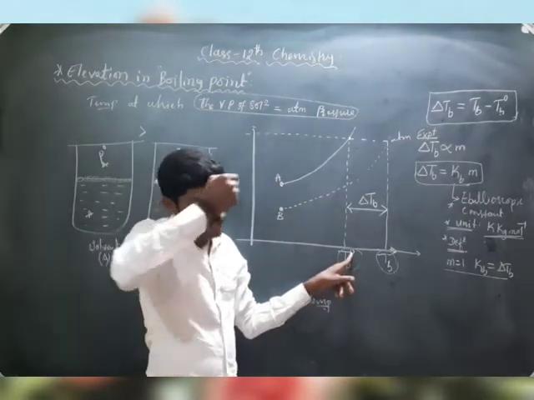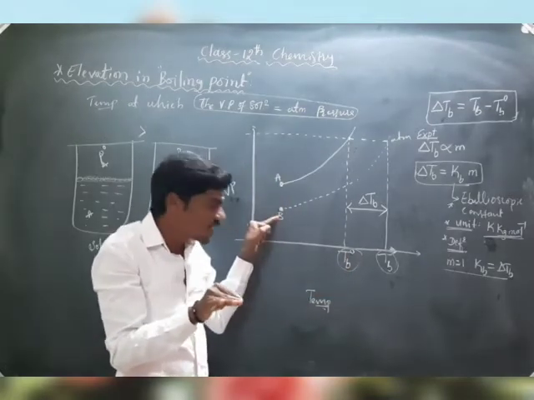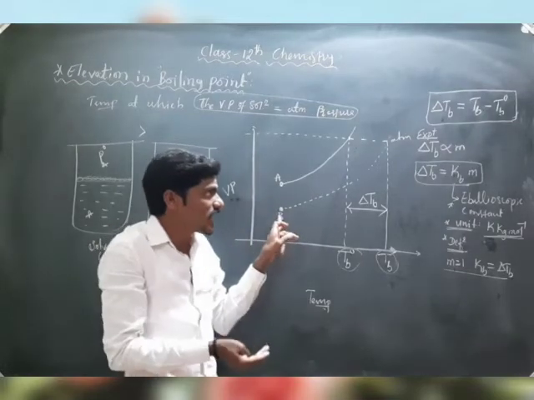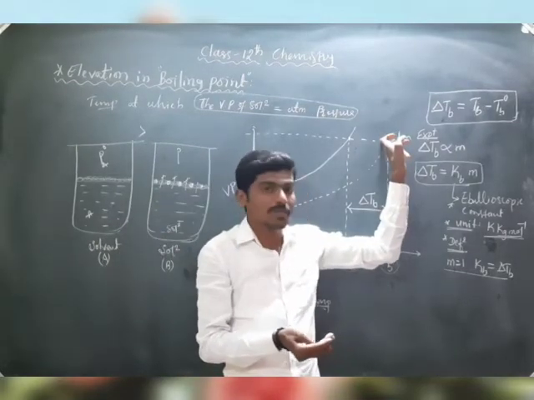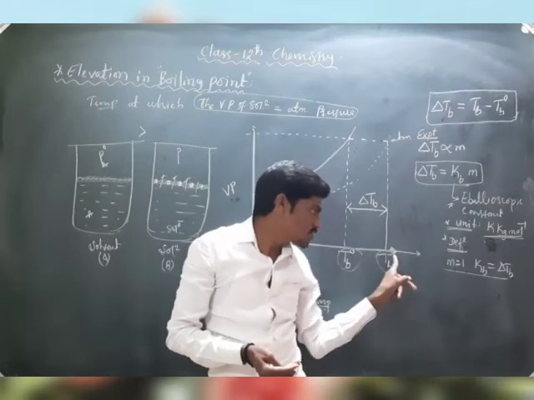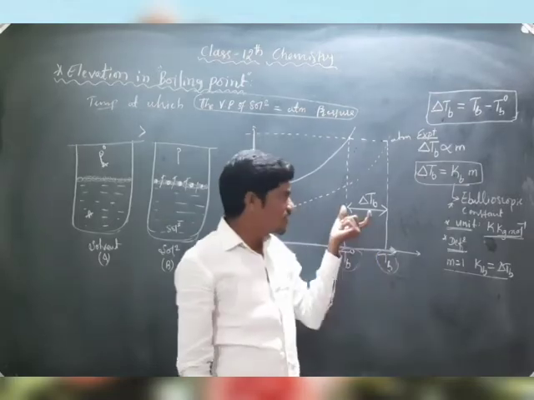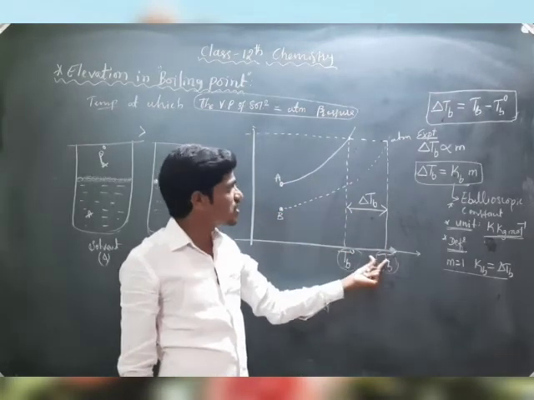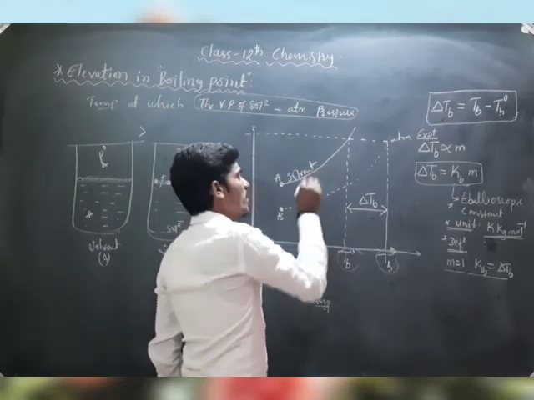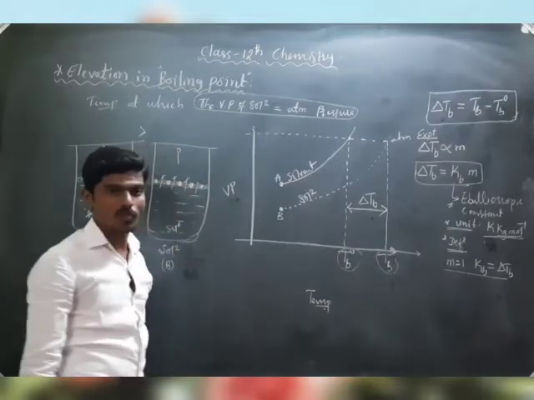When some amount of solute is added, the vapor pressure is decreased. So it takes more temperature or more heat energy for its vapor pressure to reach atmospheric pressure, and hence the boiling temperature of the solution is always greater than that of the solvent. This difference between the boiling temperatures of solvent and solution is called elevation in boiling point.